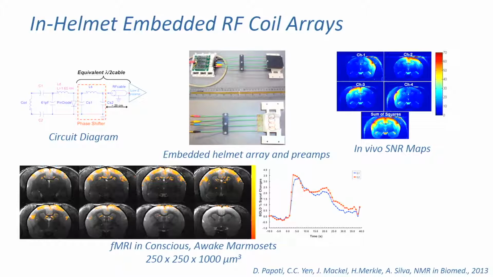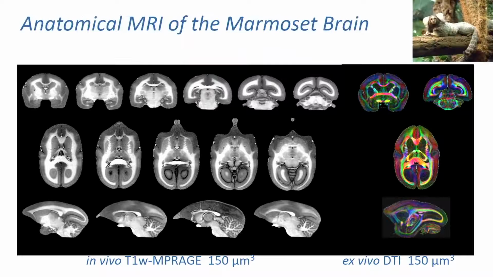And all of this is afforded by the extra sensitivity that we have in embedding these detectors on the inner surface of the helmet so that they are in closest proximity to the brain, which is the area of interest. So as you can see here in these SNR maps, we have maximum sensitivity right in the cortex where the activation is all happening. And this is all work that is developed in-house. And this also boosts the sensitivity for anatomical MRI of the brain.